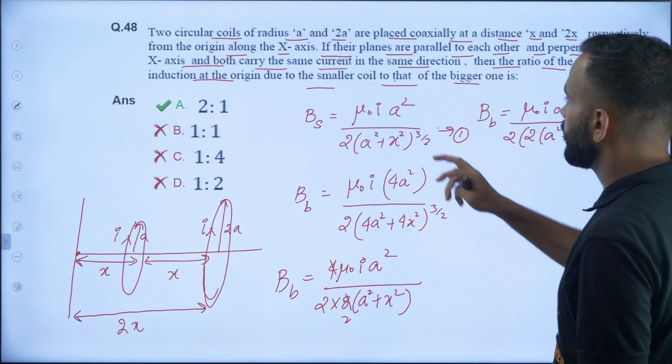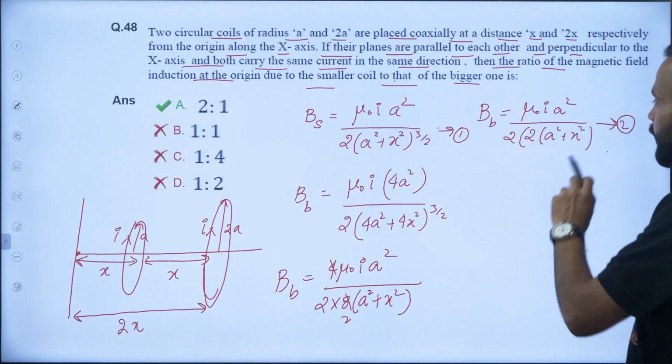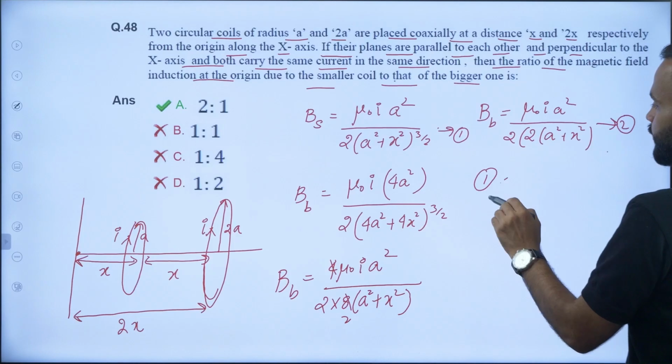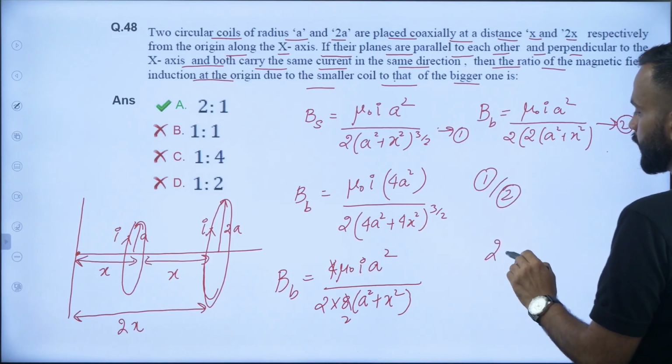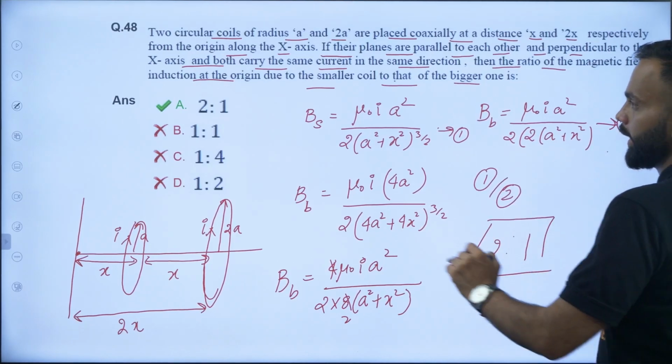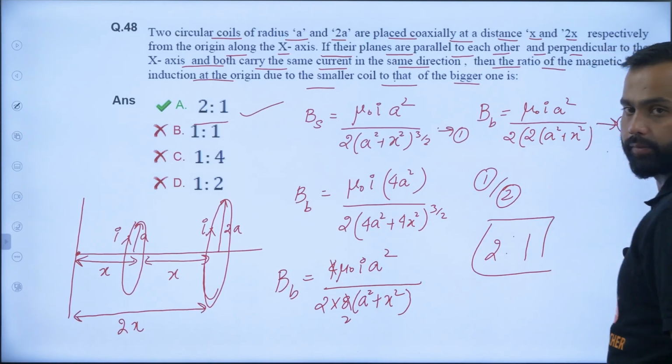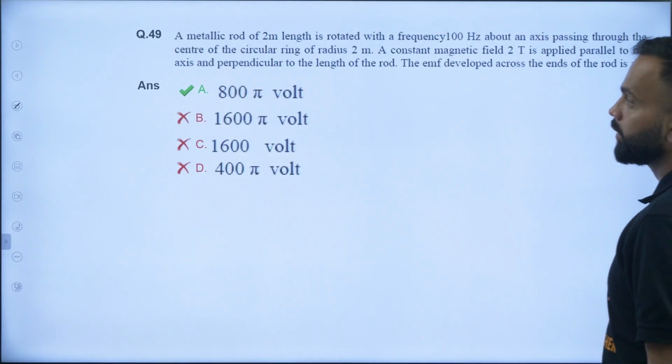Now divide the first equation by the second equation. You will get the ratio 2:1. The correct option is A. Question number 49.